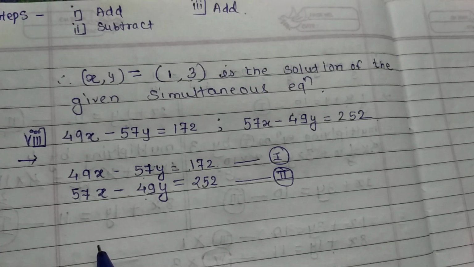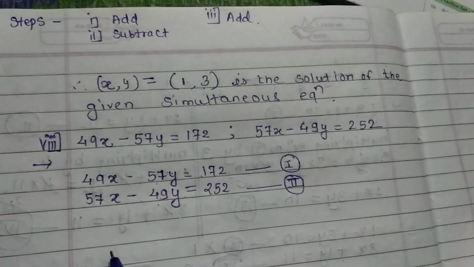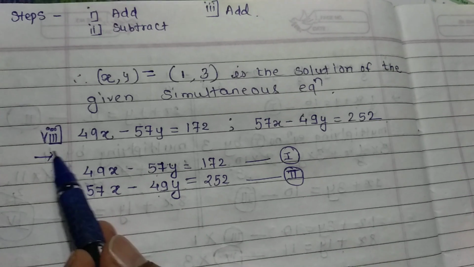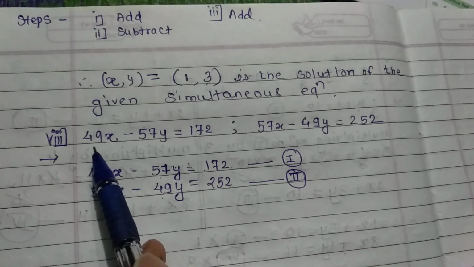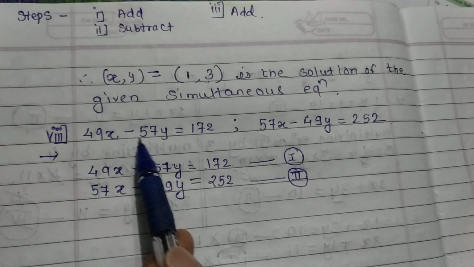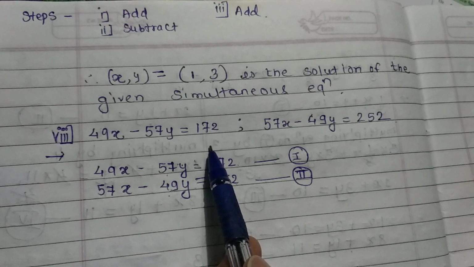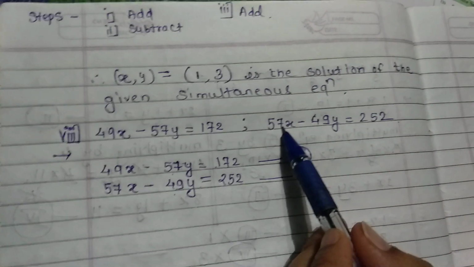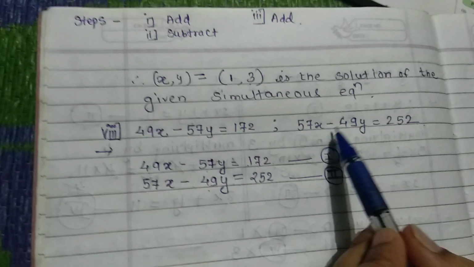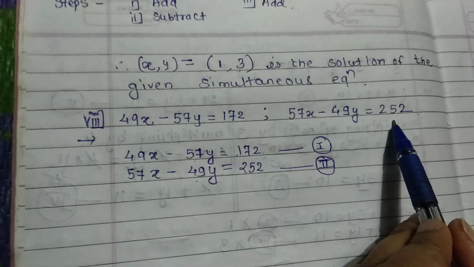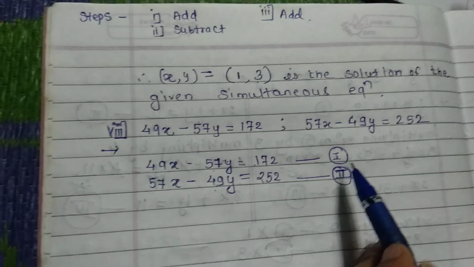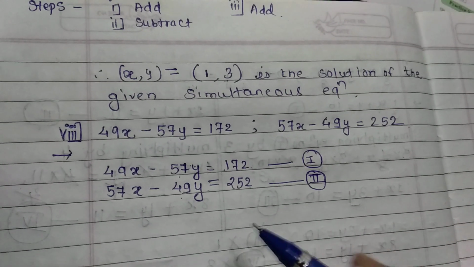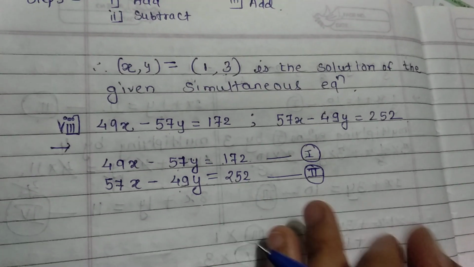Now from the same practice set, that is practice set 1.1, we are going to see example number 8. That example is 49x minus 57y equals 172, and the second equation is 57x minus 49y equals 252. This example also you can do by the previous two methods, but for this type of example I will explain another method.